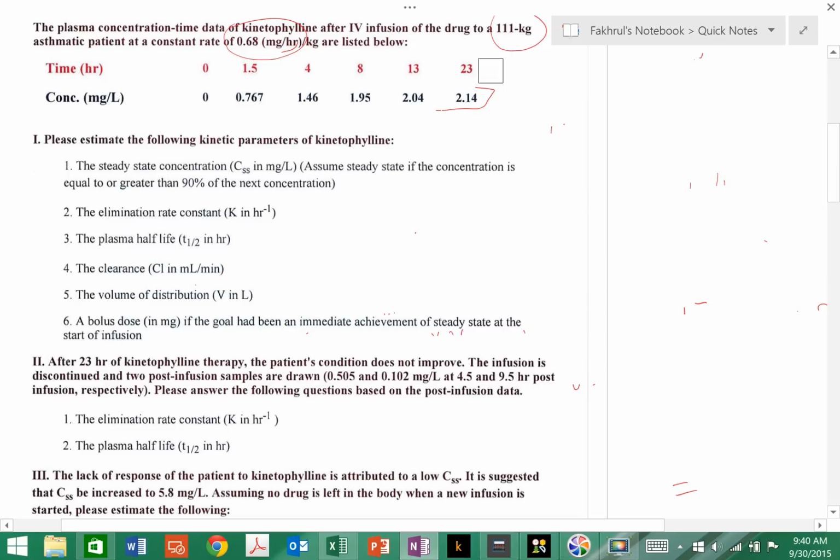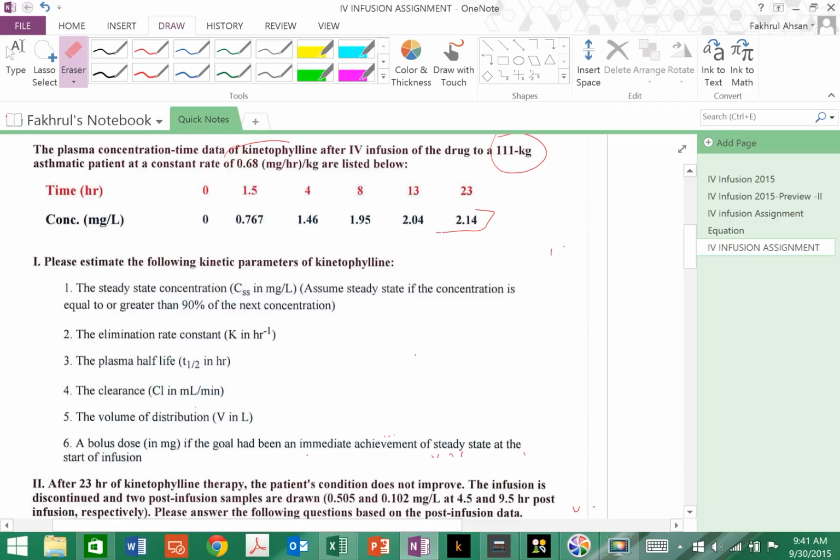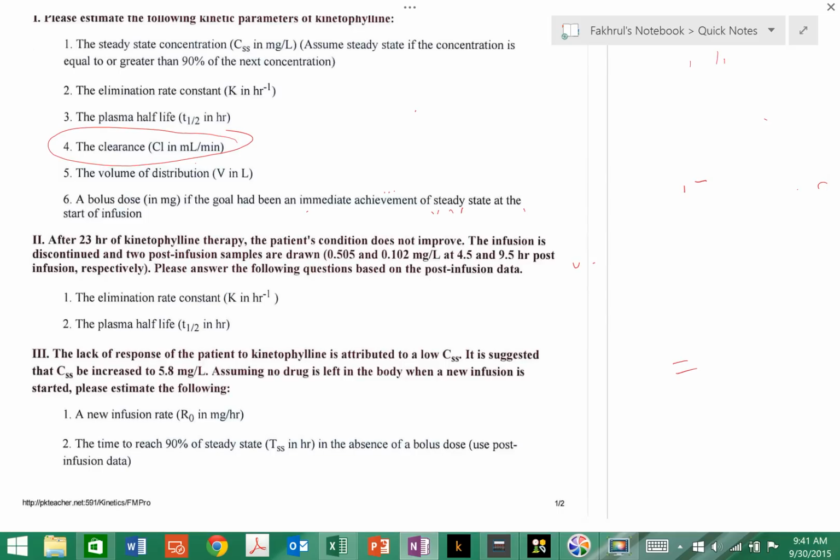The most important thing for you to remember is this conversion, and also you have to change this to the patient weight, because this information is given in per kilo. The next thing you have to do, again, is calculate elimination rate constant. In this case, you have two samples which are drawn after infusion has been stopped. These are two data.